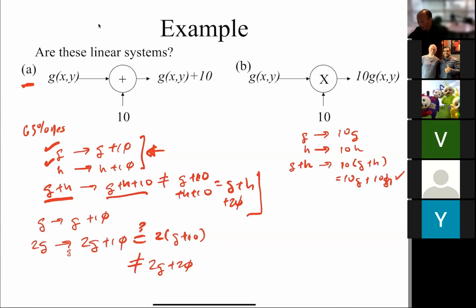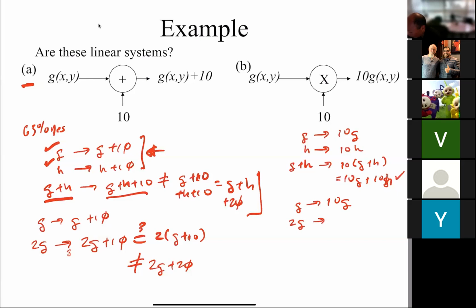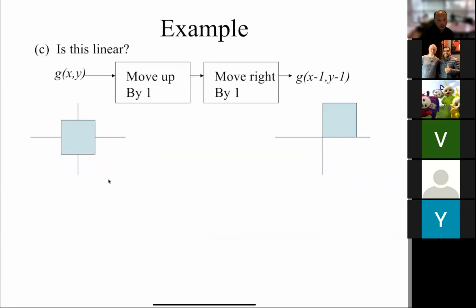So that's good. Now let's look at scaling. If we put in G, we get 10G. Now let's say I put in 2G. Then I would get 20G, and that just equals 2 times 10G. So it also satisfies scaling. So yes, that is a linear system. Okay. Any questions on that? Okay, so let's do this last example. C, is this a linear system?